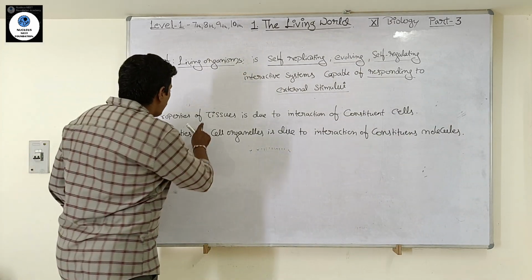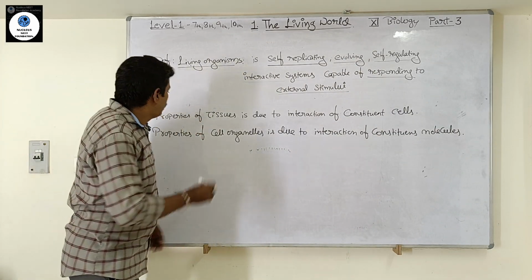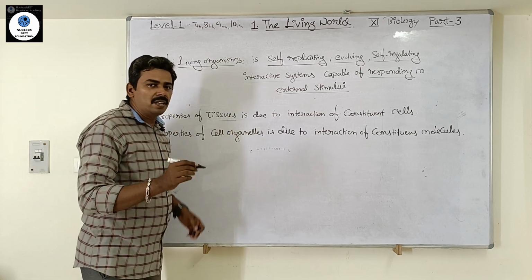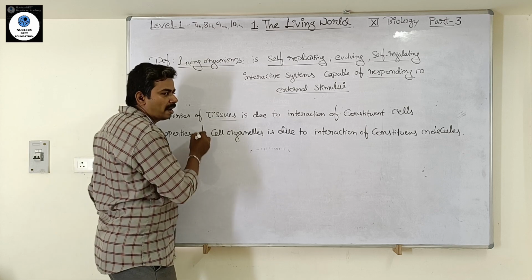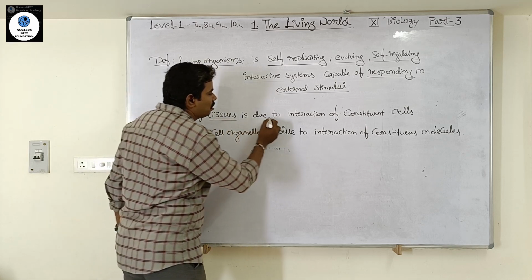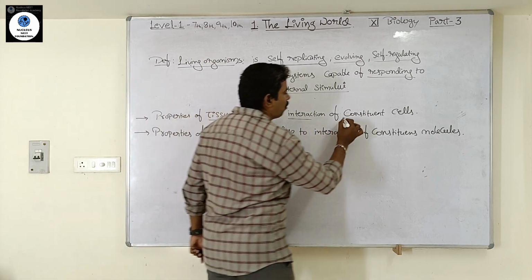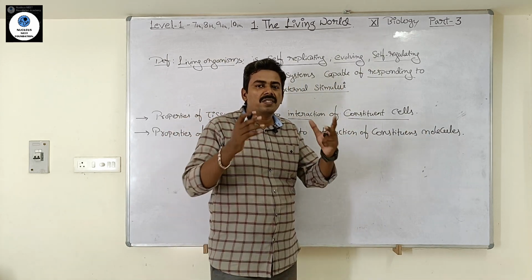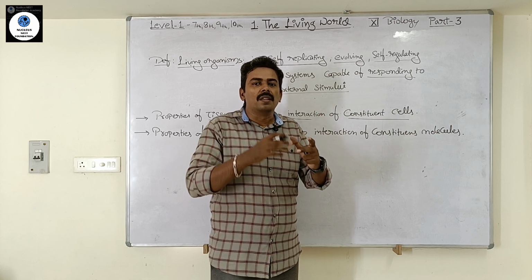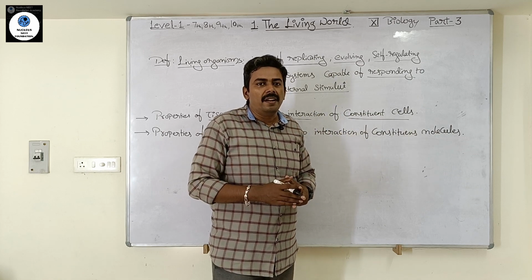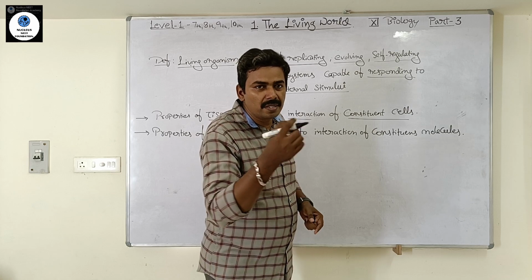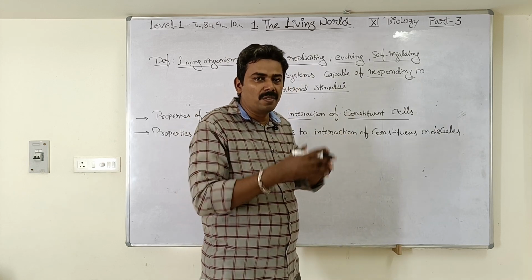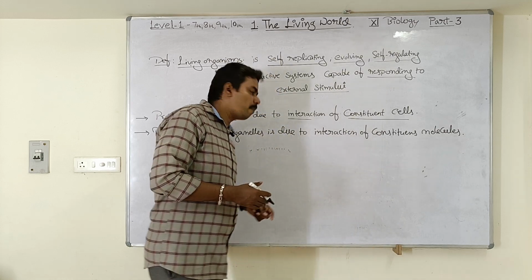Students, another two important points from the NCERT book. Look here, properties of tissues. What is a tissue? A group of cells with common origin will form a tissue, right? The property of a tissue is due to the interaction of constituent cells. The tissue gets its property not because of the cells themselves present inside it, but because of the interactions and communication going on between the cells.